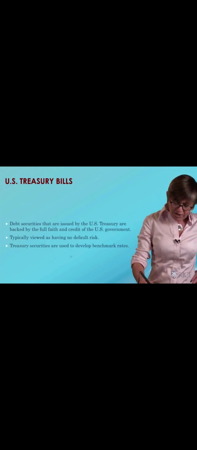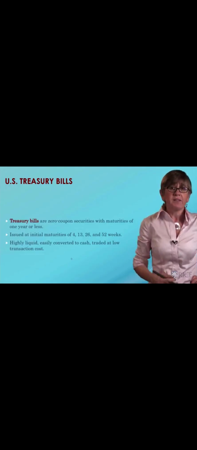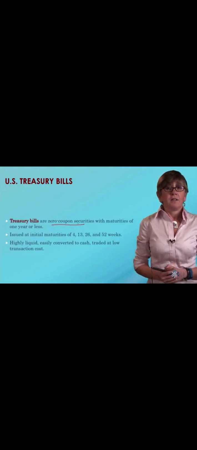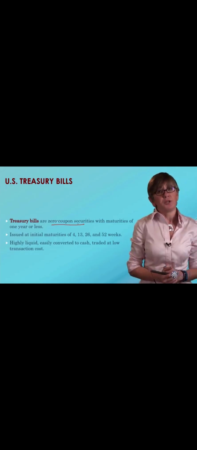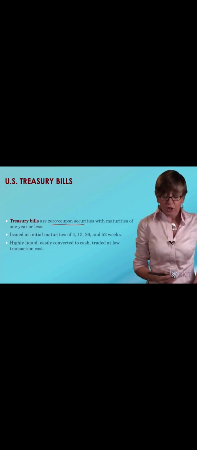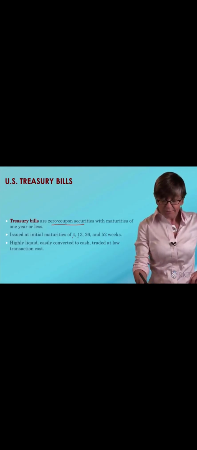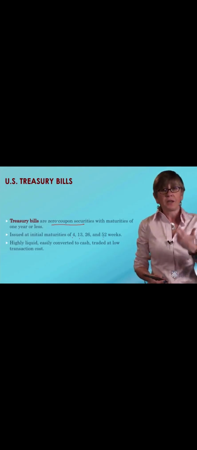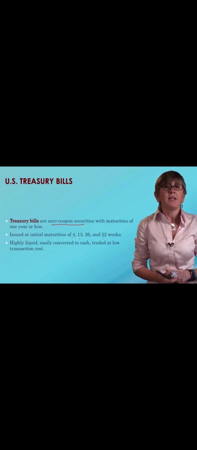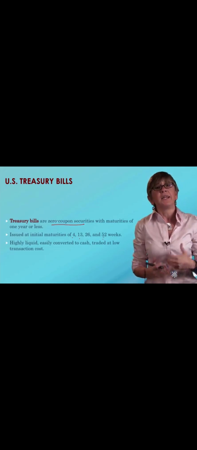Now, what are treasury bills, or T-bills? Well, they are essentially zero coupon bonds with less than 1 year to maturity. They are issued at initial maturities of 4 weeks, 13 weeks, 26 weeks, and 52 weeks. So in 1 month, 3 months, 6 months, and 12 months. They are highly liquid, they're easily converted to cash, and they have very low transaction costs.